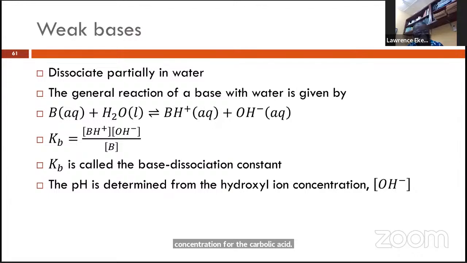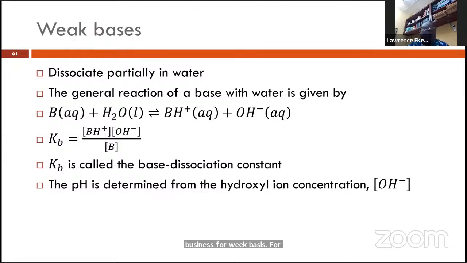So now let's consider weak bases. We've considered how to calculate the pH of strong bases and of polyprotic acids, acids that donate 2 or more hydrogen ions when they come in contact with water. And now we want to look at how to deal with weak bases.